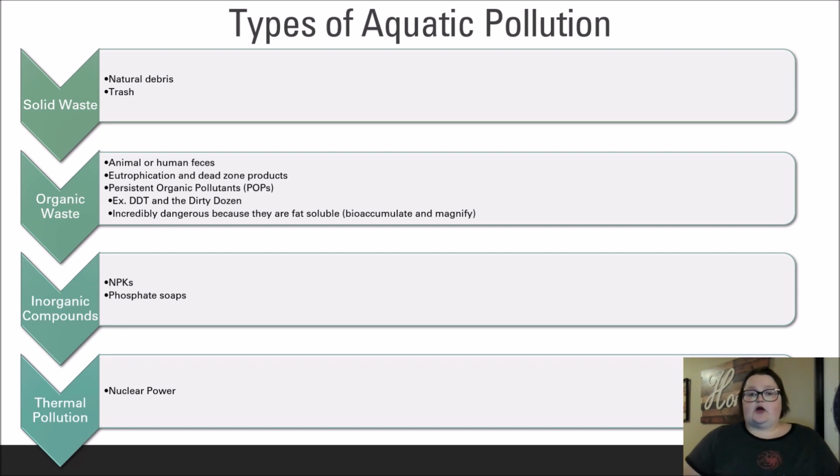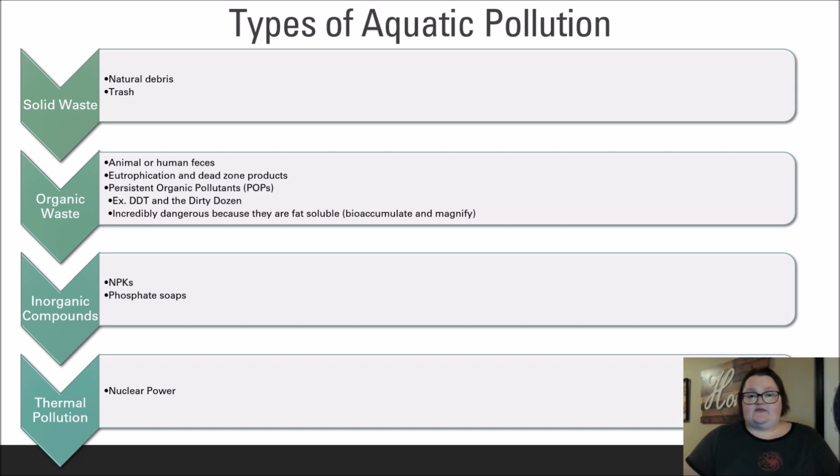By definition, aquatic pollution is anything that can be carried or dissolved in water that causes a decrease in water quality. We typically look at aquatic pollution as being either solid, organic, inorganic, or thermal. By sorting different aquatic pollutants, we can explore sources and provide some categorical potential solutions to these problems.